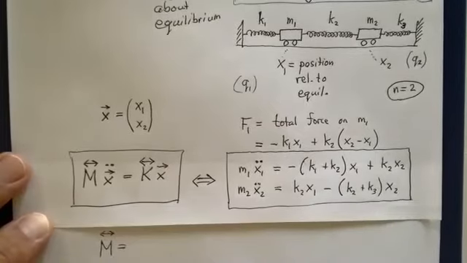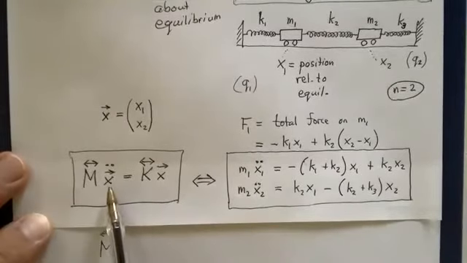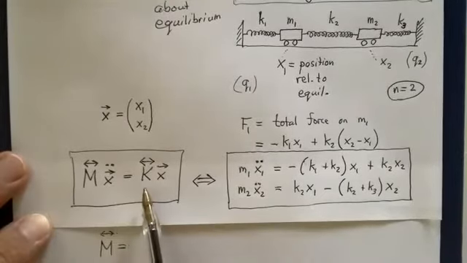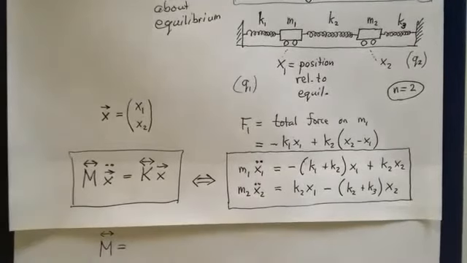The structure that emerges here is shown in this very dramatic box. What we're seeing here is we have a mass matrix times an acceleration vector equaling a K matrix. Did I get the sign right? I'm a little concerned about a minus sign here. This is very important to us.